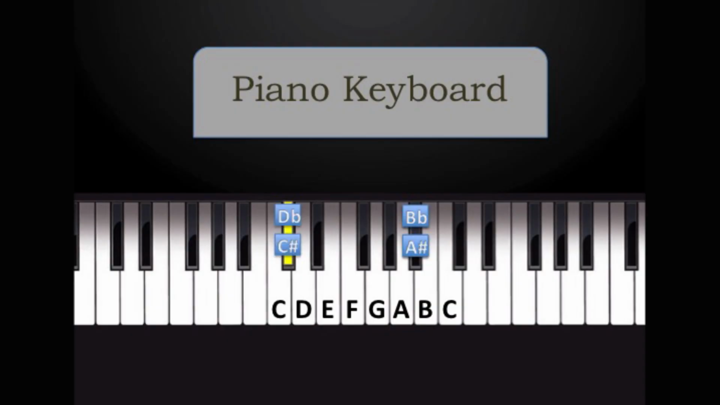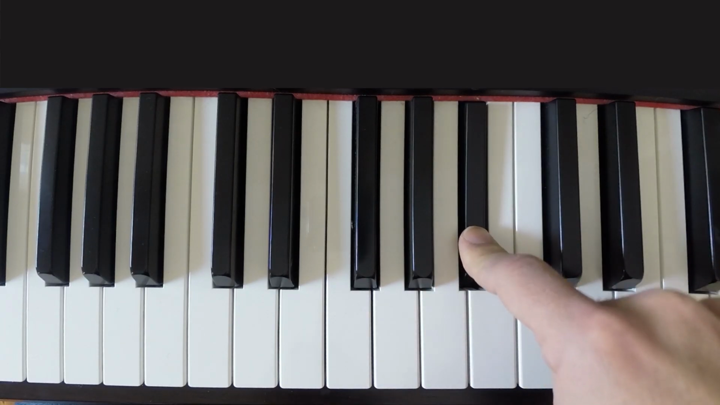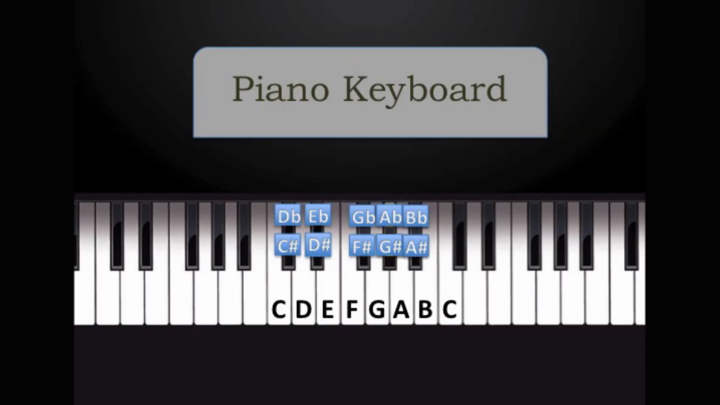So now we know that this note's going to be C sharp or D flat. This will be D sharp or E flat. This will be F sharp or G flat, G sharp or A flat, and A sharp or B flat. That's it. Are we done already? Those are all the white keys, all the black keys on the whole piano keyboard, and now you know them.